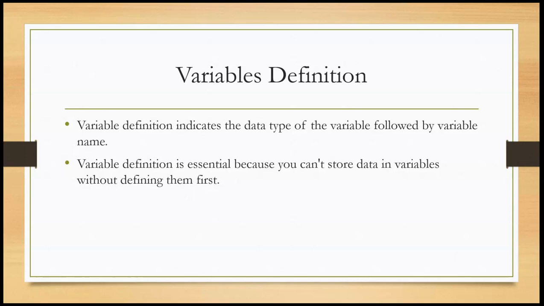Variable definition indicates the data type of the variable followed by variable name. Variable definition is essential because you can't store data in variables without defining them first.